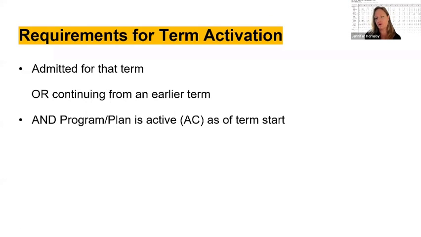I'm going to back up now and talk about term activation. Again, students only exist in this table if they've been term activated for that term. So a student who is admitted for fall of 2021 does not exist in this table yet because we haven't term activated for fall of 2021. But a student who was term activated for fall of 2020 will have a record for fall of 2020. Also, a student who's admitted for spring of 2021 will have a record for that term, but not for fall of 2020. I hope that makes sense.